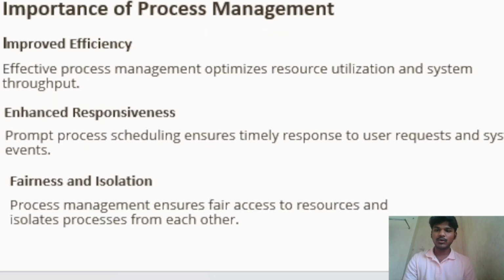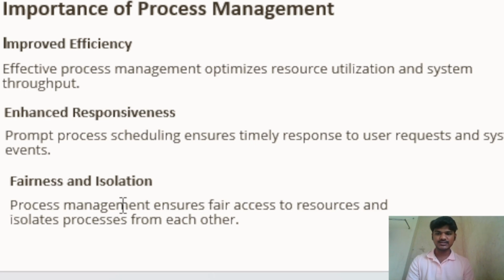Next, the importance of process management. Improved efficiency: efficient process management optimizes resource utilization and system throughput. That means CPU utilization will be 100%, so that the efficiency will be the best in the operating system.